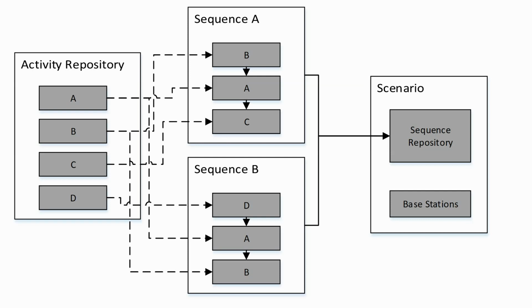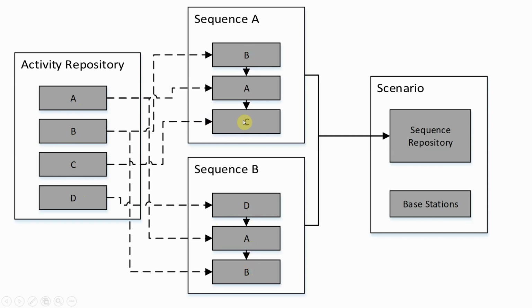Sequences, on the other hand, in the sequence repository are nothing but a list of activities. A list of activities that serve one purpose and gets one job done. So in this case, we have a repository of activities which contains activity A, B, C, and D. We have sequence A, which contains activity B, A, C, the order matters. And we have another sequence which is sequence B and it contains activity D, A, and B.